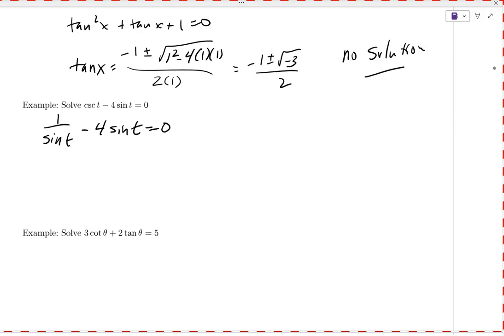So for example, if we get any multiple of pi as an answer, we would throw it out in this case, because that would make the sine equal to 0. Okay? So it's just an extra step that you have to do whenever you do that. All right? So let's multiply both sides by sine. We get 1 minus 4 sine squared t equals 0. We've done ones like this before, right? Isolate your sine squared now.